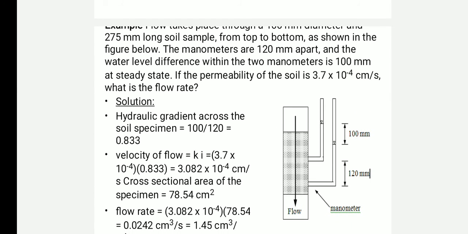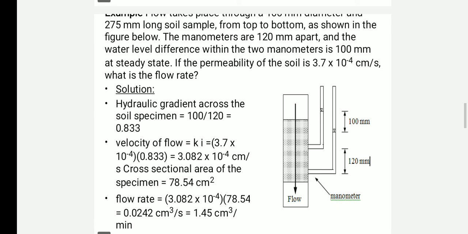Flow takes place through a 100 mm diameter and 275 mm long soil sample from top to bottom as shown in the figure. The manometers are 120 mm apart and the water level difference between the two manometers is 100 mm at steady state. If the permeability of the soil is 3.7 times 10 raised to the power minus 4 centimeter per second, what is the flow rate? We have to calculate the flow rate. So here it is showing the flow, and the distances are 100 and 120 mm.